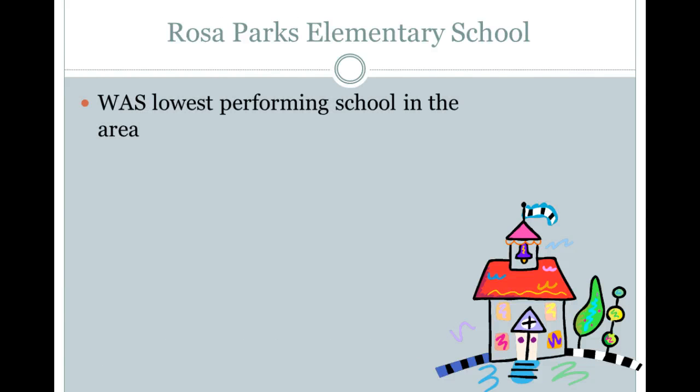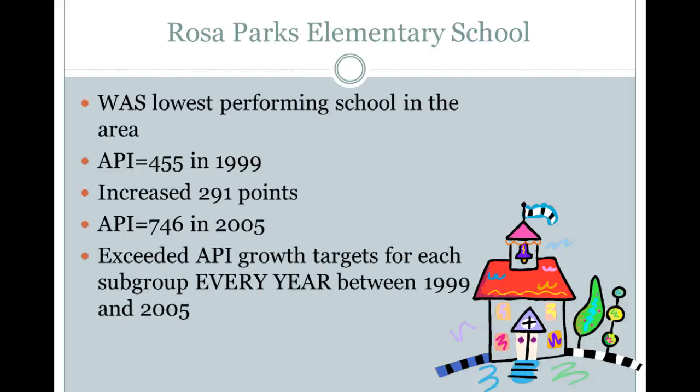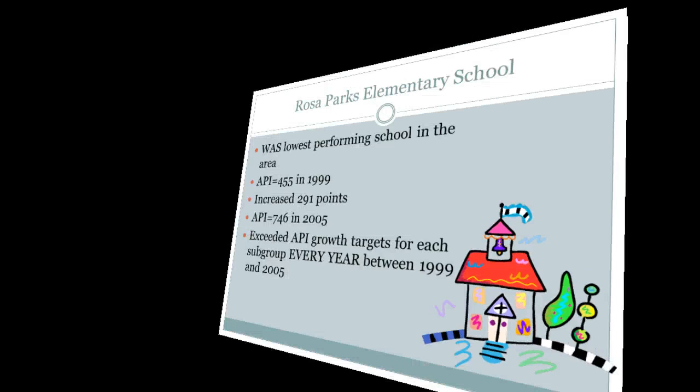So, Rosa Parks Elementary School was the lowest performing school in the area. In 1999, their API was 455. They increased this by 291 points in 6 years. So by 2005, their API was 746. Even more impressive was that their growth targets for each subgroup every year between 1999 and 2005 exceeded the state growth targets. So very impressive.